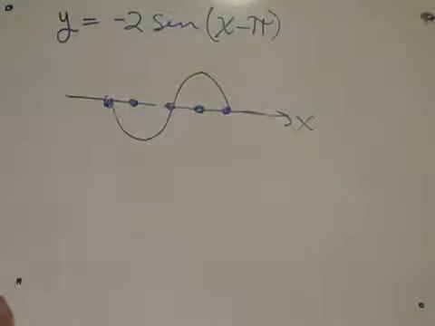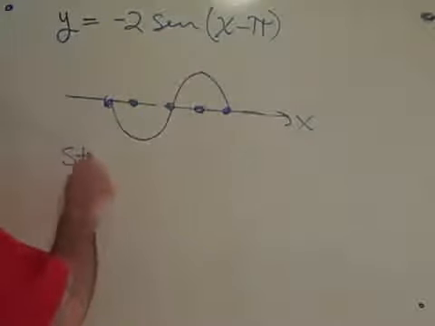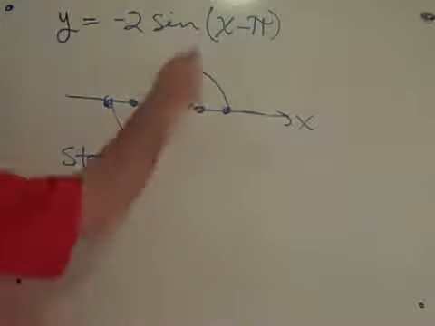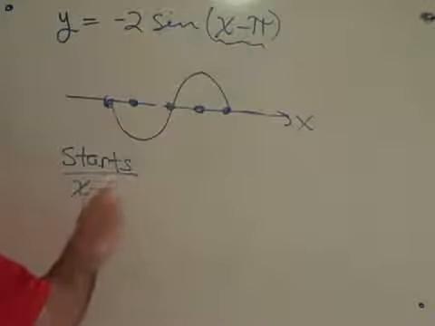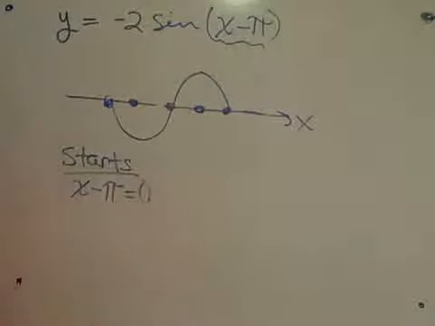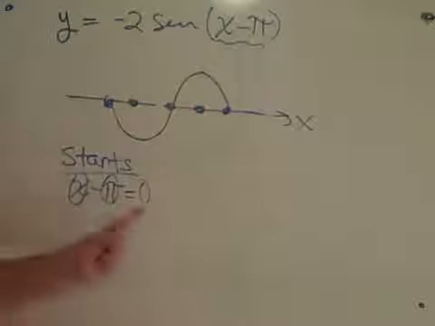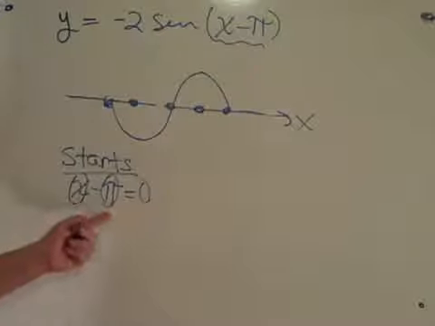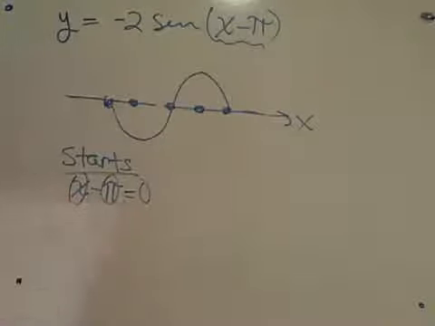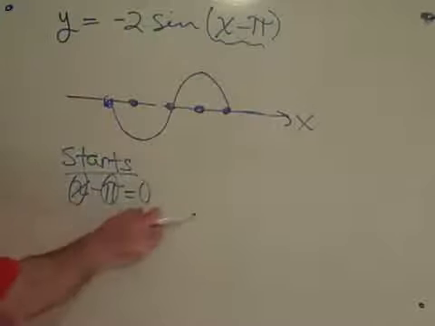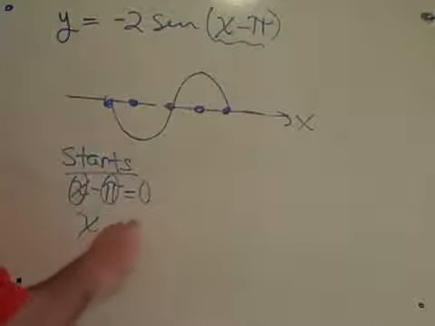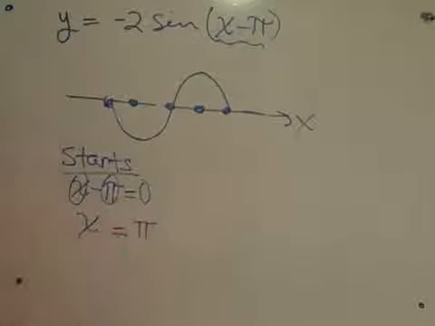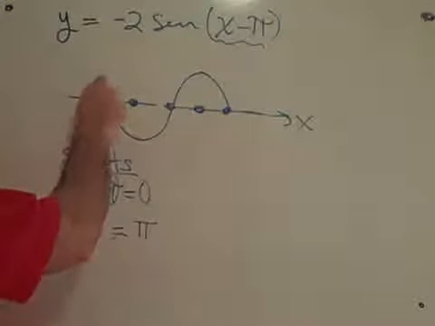The first one, the starting point: every sine graph starts when the angle equals 0. That is, the difference between x and pi is 0. That is, there is no difference. x equals pi. After all, pi take away pi is 0. If you subtract 2 quantities and you get 0, you write down the 2 quantities and put an equality sign in between them. x equals pi. Okay, so we start at pi.